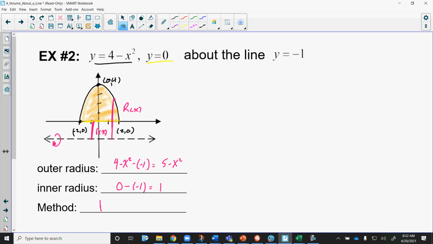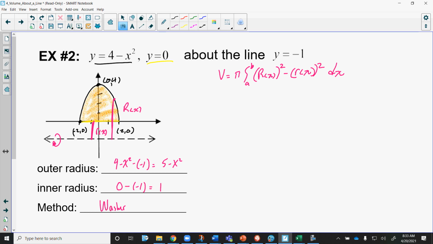And again, all of these are going to be the washer method because they will have two values for a radius. So again, the volume is pi, the definite integral from a to b, of big R of x squared minus little r of x squared dx. And the only thing that I need to know is what's going to be the interval?